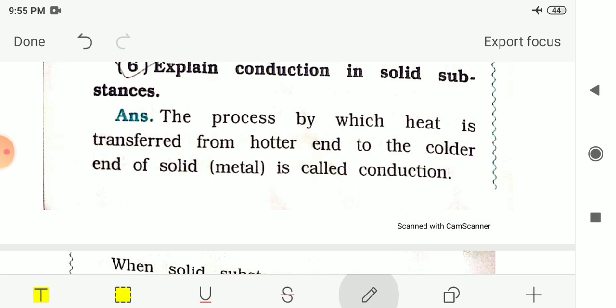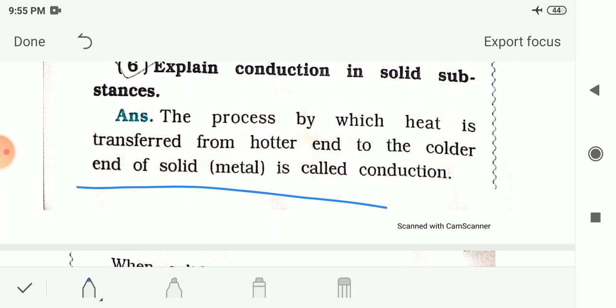First, what is conduction? The process by which heat is transferred from the hotter end, or the end which is at the higher temperature, to the colder end, that means the end which is at the lower temperature, of a solid or metal, whatever you have taken. This process is known as conduction.